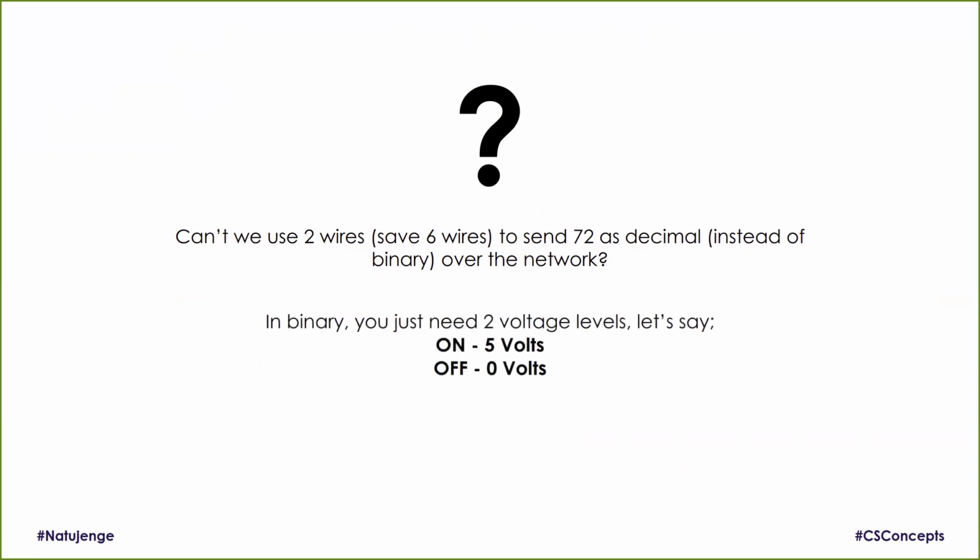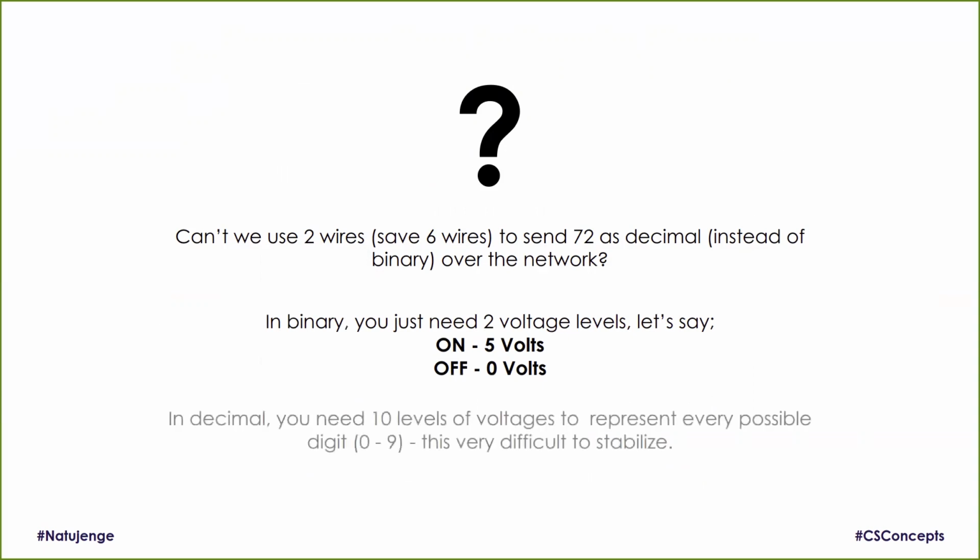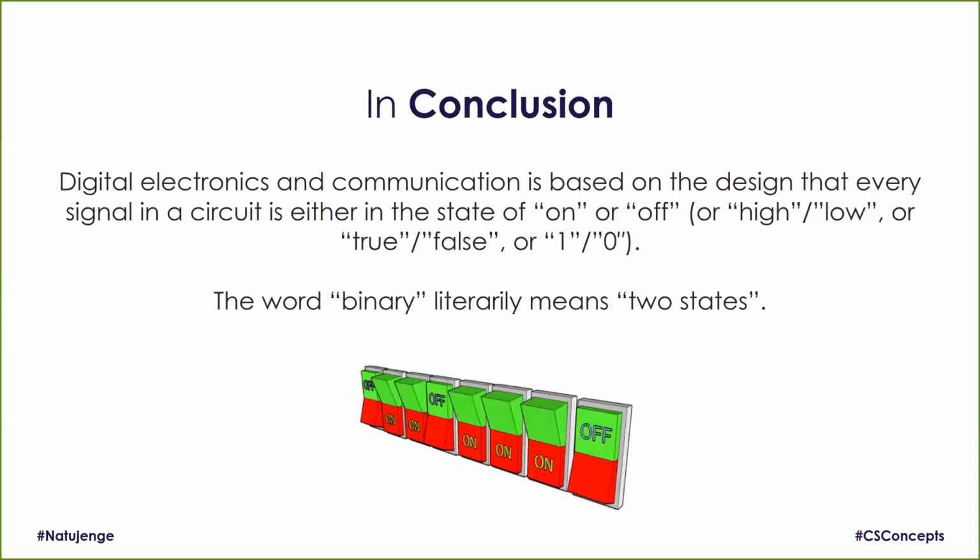Now, in binary, you just need 2 voltage levels. Let's say 0 is off and 5 volts is on. But in the event you decide to use decimal, you need 10 levels of voltages, meaning that you have to have a value representing 0 and the highest value representing 9. And sometimes this can be very difficult to stabilize with all these things we know about the voltage gain and the voltage drop within the computer circuitry. So you can read more about that.